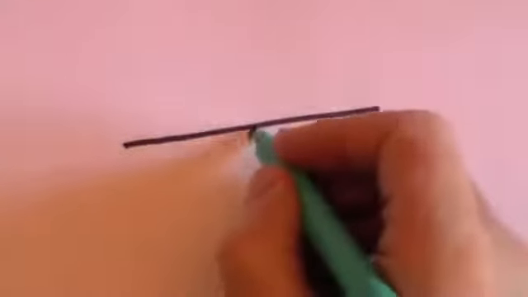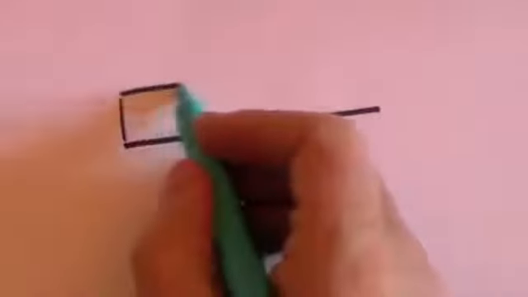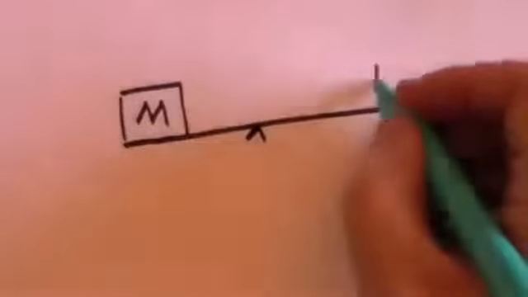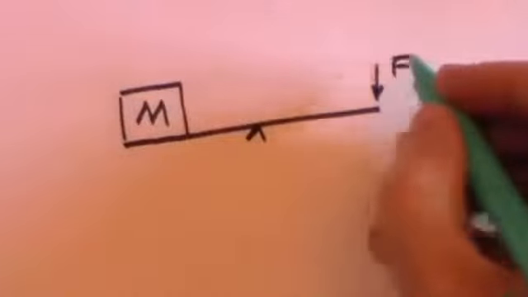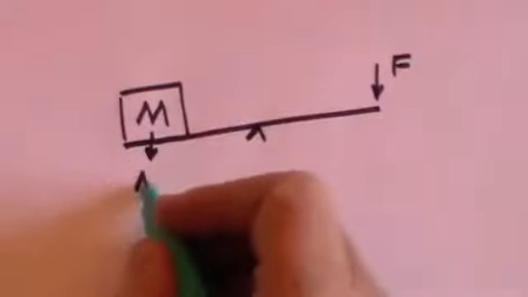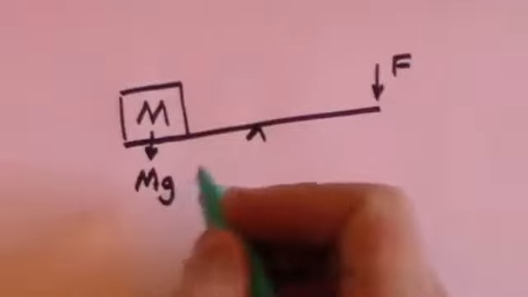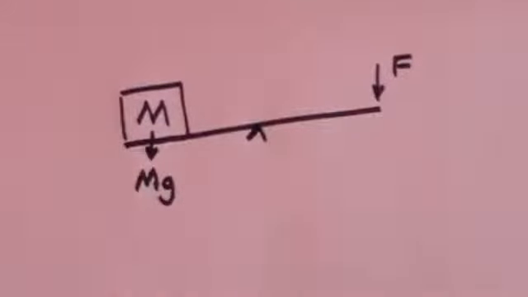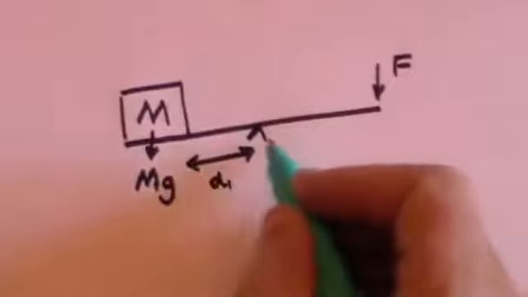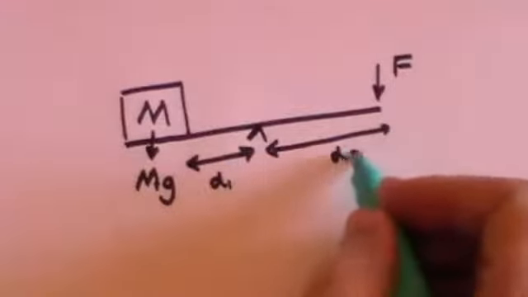Now, a lever is just essentially a seesaw, but what we do is we use it to lift a heavy object. Let's suppose we've got a very heavy object of mass m, and we are going to push down on the other side with a force F. The force acting in this direction, of course, is simply mg. That's the weight of the object, or the force acting under gravity. And the distances from the fulcrum are respectively d1 and d2.